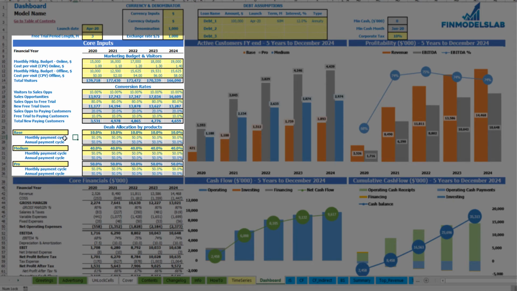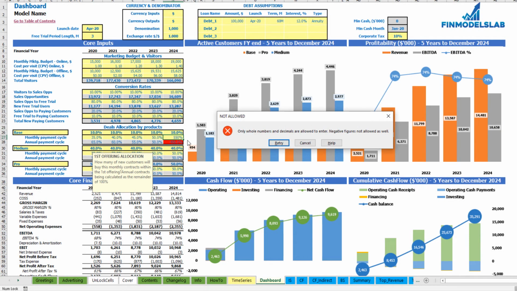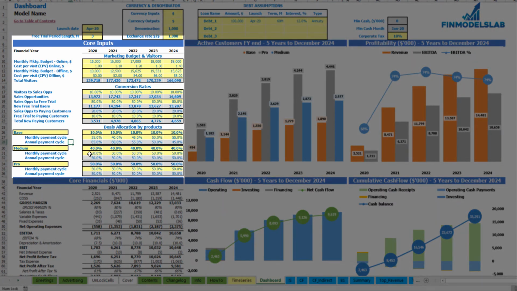And the final step, you should allocate for each offering your new customers breakdown, which goes to the monthly payment cycle and the annual payment cycle, or upfront 12 months payment with some discount. So again, you can use different percentages across the years, like 35, 40, 45, 50, and 55%. The annual payment cycle is 100% minus your monthly payment cycle. If you input something wrong, like I just did, for example, 550%, it will show you that it's not correct. You shouldn't input more than 100%, and it will show the red color here, which means that something is wrong. If you input everything correctly, this is in gray color, and the same logic applies for Medium and Enterprise, the second and third offering.